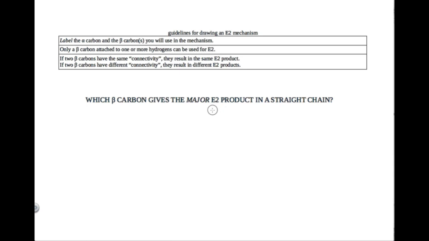In this video, we're going to focus on finding the major E2 product for a straight chain molecule, because an E2 reaction that's carried out on a ring raises additional issues that we'll have to talk about in a later video. So our goal for this video is to discuss which beta carbon would give you the major E2 product on a straight chain.